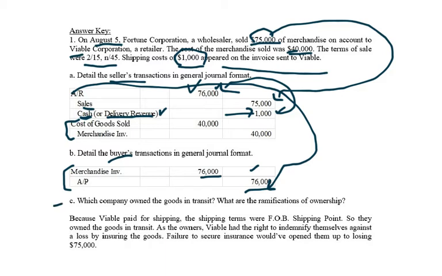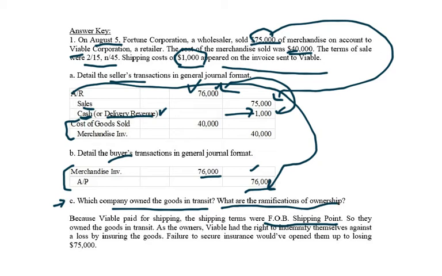And then finally in C, last of the first stretch here, which company owned the goods in transit? So again, how do you determine that? It's simple. Who paid for the shipping? Viable did. Therefore, Viable owned it, and that means even though it didn't say expressly, the terms were FOB shipping point. So again, they owned them in transit, and again, what are the ramifications of that ownership?